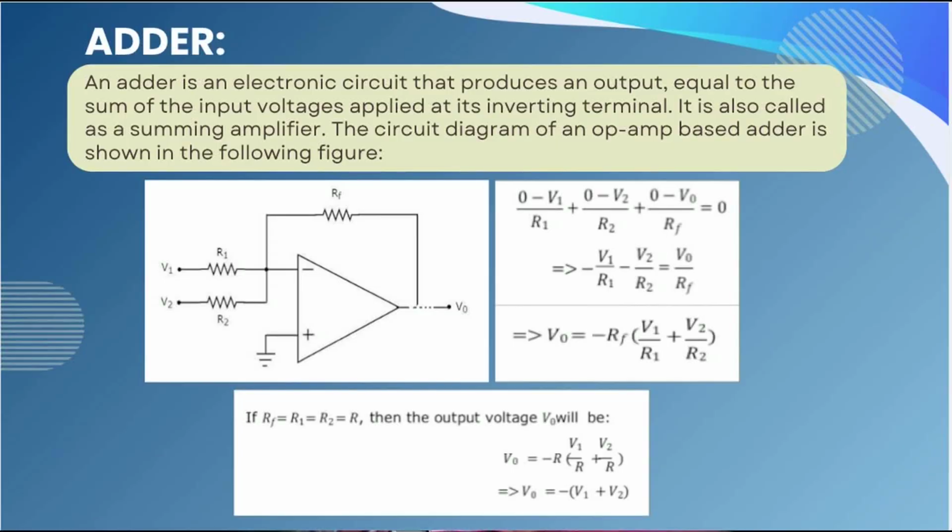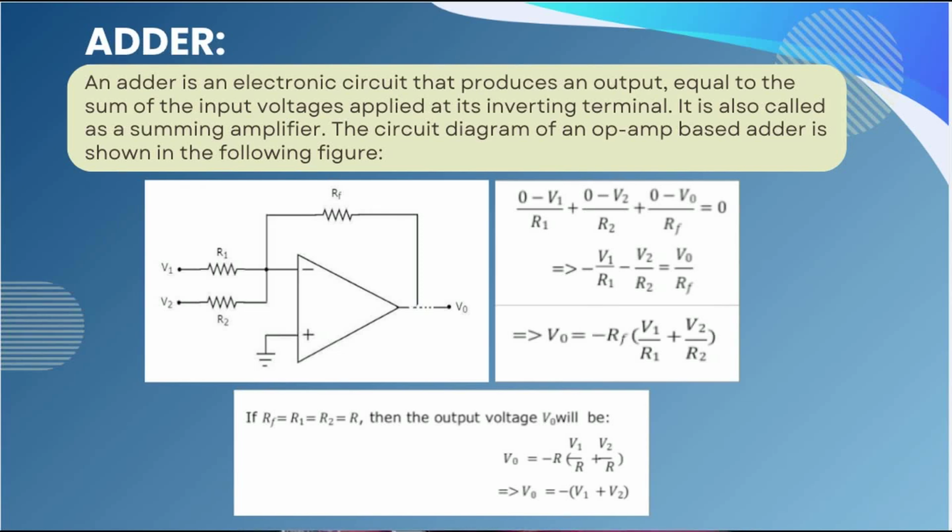The op-amp can also be used in electronic circuits which perform arithmetic operations, and these circuits are called arithmetic circuits. Using op-amps, you can build basic arithmetic circuits such as adder and subtractor. In this session, we will just learn what they are, and we will not go through the details of the calculations. First is the adder, an electronic circuit that produces an output equal to the sum of the input voltages applied to its inverting terminal. It is also called a summing amplifier.